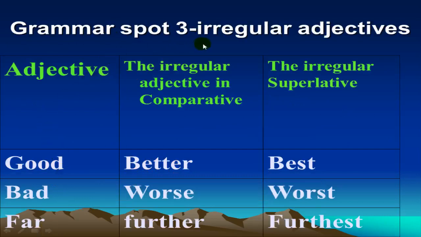Irregular adjectives. Some adjectives are irregular. They don't follow the rule. We don't put ER or EST. Good. I should say gooder and goodest, but no. Good, better than, the best. Bad, worse than, the worst. Far, further than, the farthest.